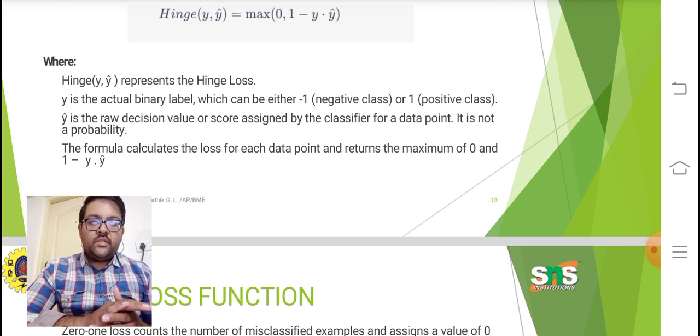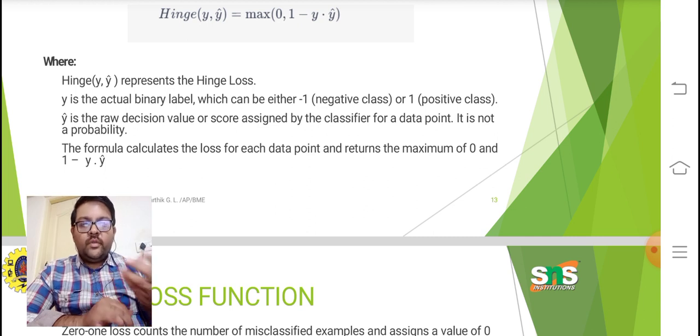The formula calculates the loss for each data point and returns the maximum of 0 and 1 - y·ŷ. 0 means no loss. A large 1 - y·ŷ means there is a heavy loss, because we are getting a value just opposite to y and ŷ.